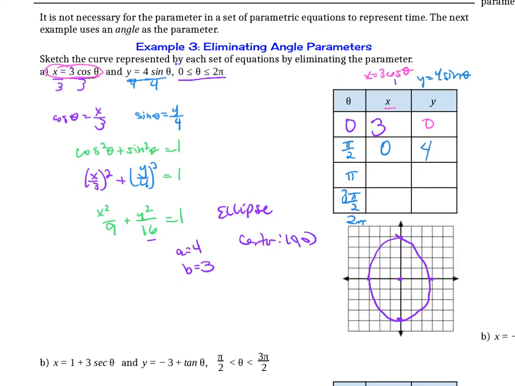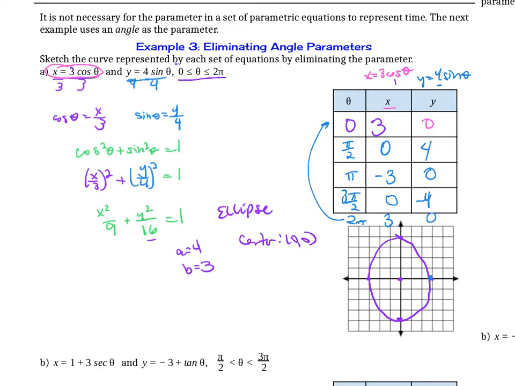At pi, cosine is -1, so 3 times -1 is -3, and sine is 0 at that point. At 3 pi over 2, cosine is 0 and sine is -1, so -1 times 4 is -4. At 2 pi, we're back at the beginning again, the same exact numbers: cosine is 1, 1 times 3 is 3, and y is 0.